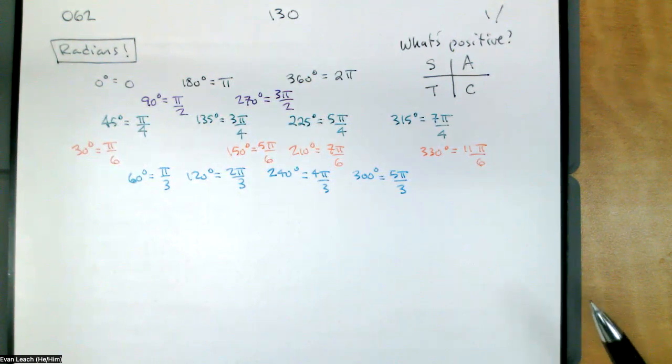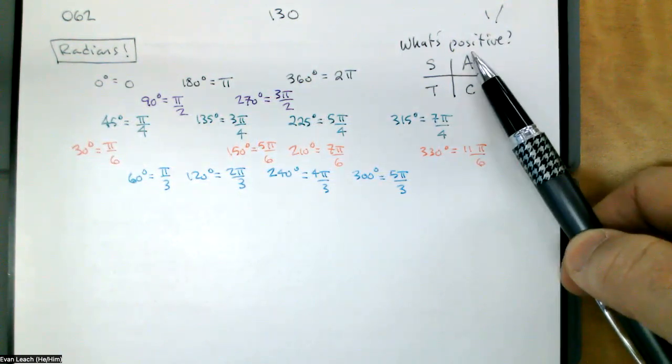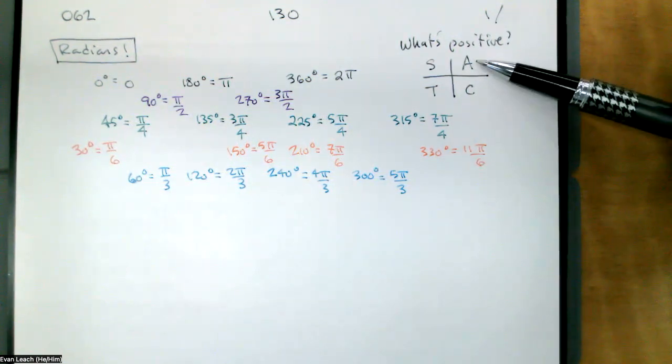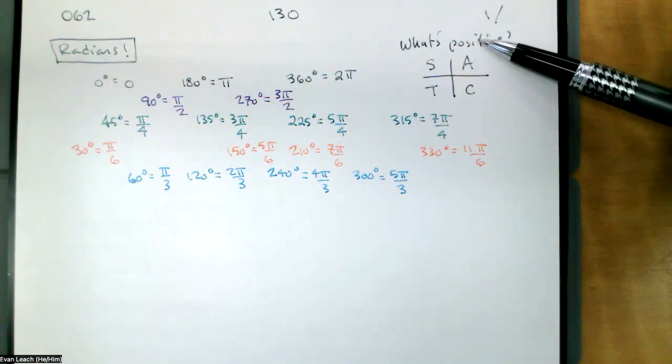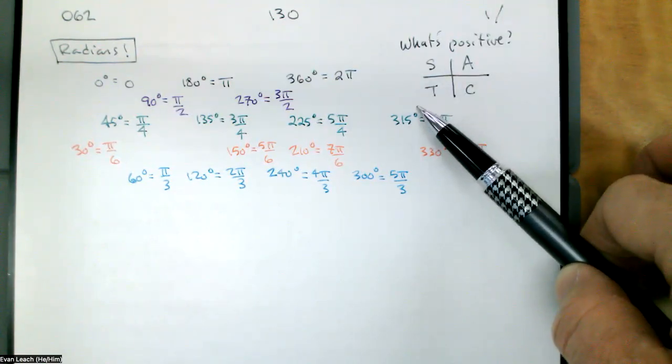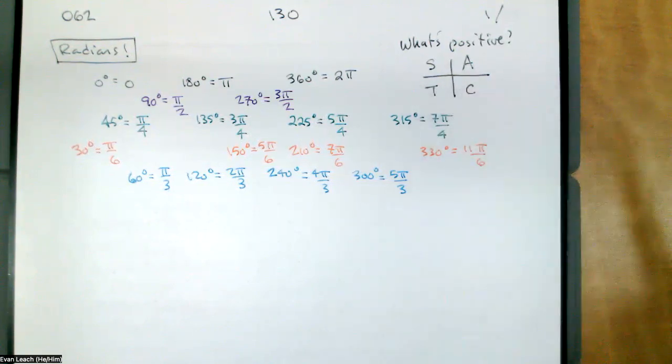Tangent has this weird pattern where it's positive in the first and third quadrants. That's because tangent is y over x. So tangent is positive when the x and y have the same sign. Either x and y are positive in the first quadrant, same sign, so positive, or x and y are both negative in the third quadrant, same sign, positive.